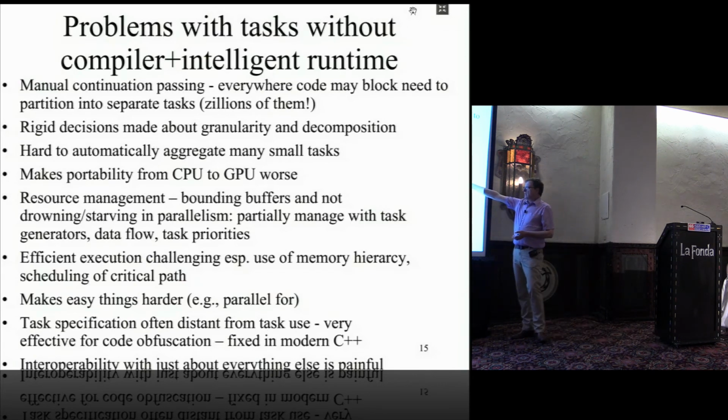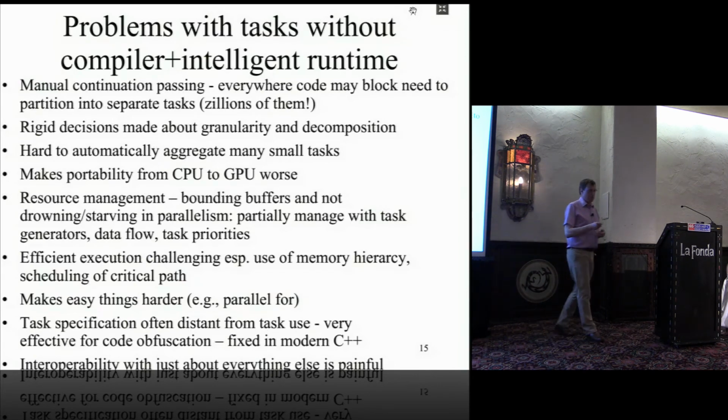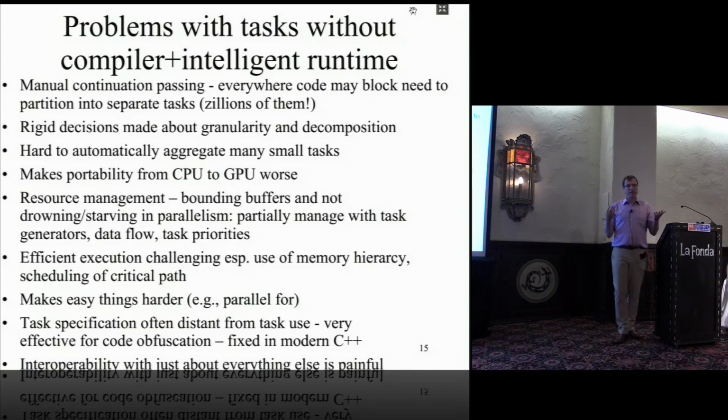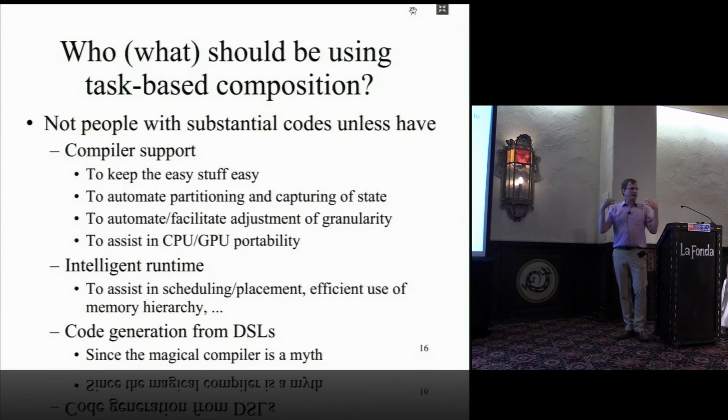And if you don't have an intelligent runtime sitting behind your task system that is actually aware of the underlying data stores and everything, it's very easy to express task-based computation and then drown in the data motion and everything that you just triggered.